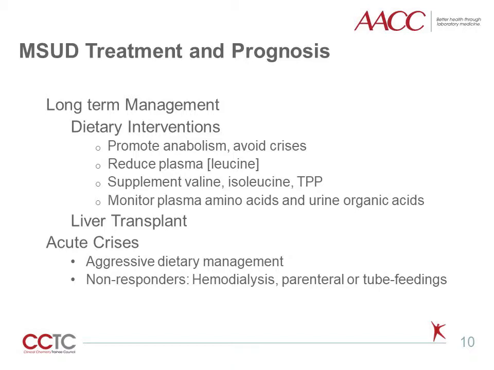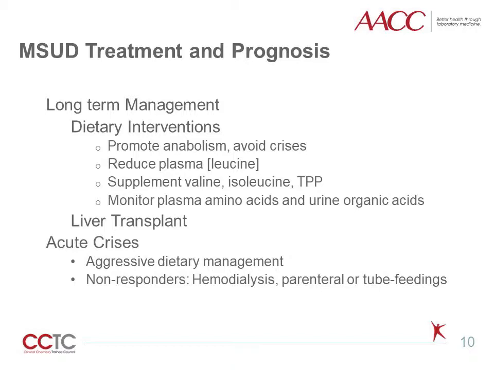This is achieved by increasing branched-chain amino acid-free formula intake and decreasing leucine consumption beyond normal restrictions. Additional interventions, such as hemodialysis, hemofiltration, and/or parenteral or tube feedings to reduce branched-chain amino acid concentrations may become necessary in cases that do not respond to aggressive dietary treatment.